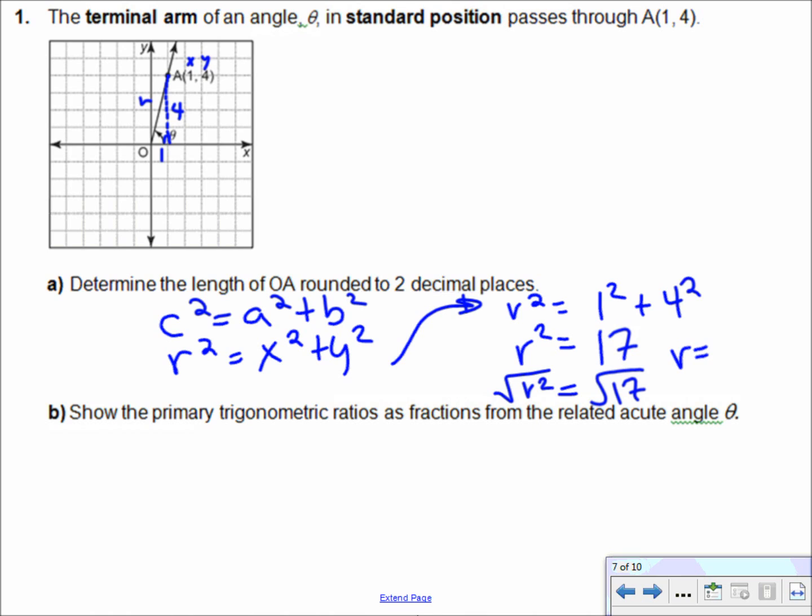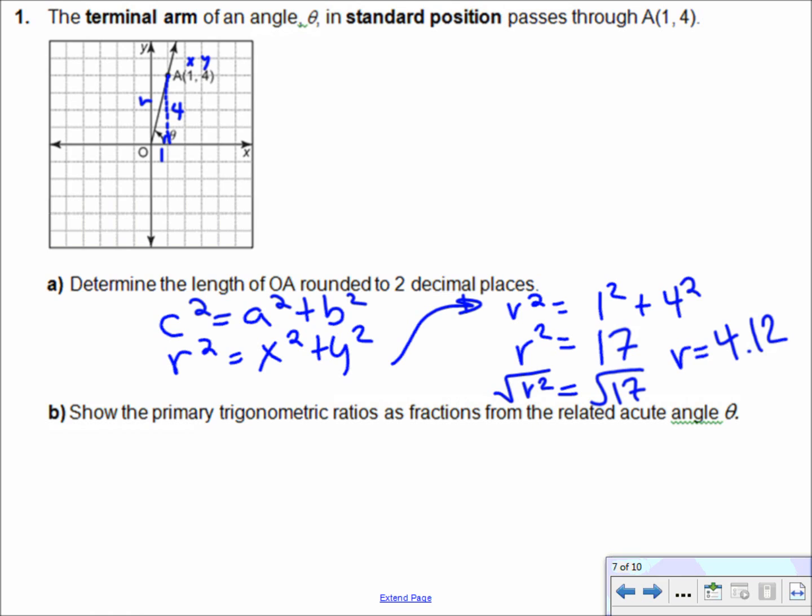I'm going to take it to 1 full unit because that's what the other side lengths are. Oh, no, I'm not actually. Because otherwise it's going to look like the same side. So I'm going to take 2 decimal places. Otherwise it looks like it's the same height as the triangle, which it isn't.